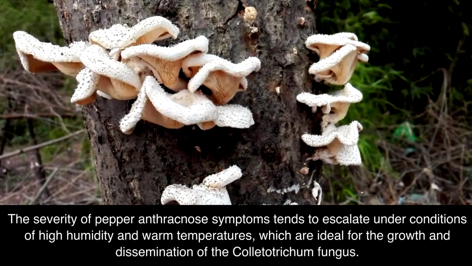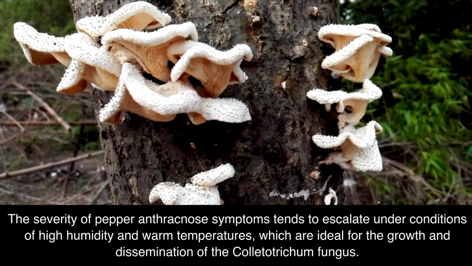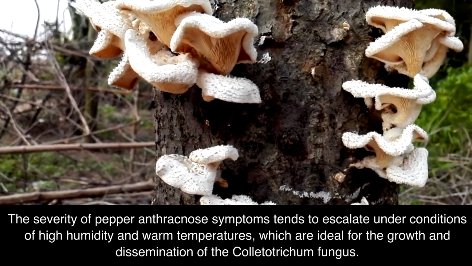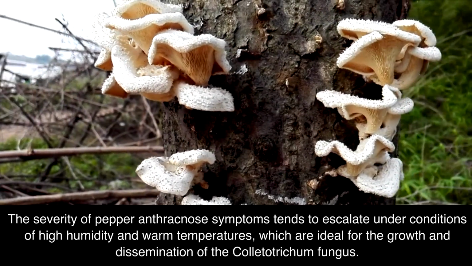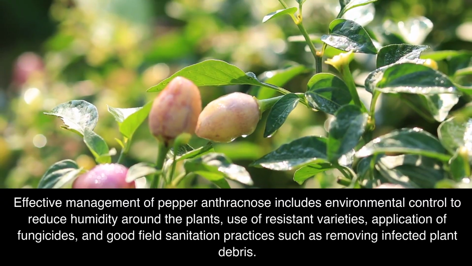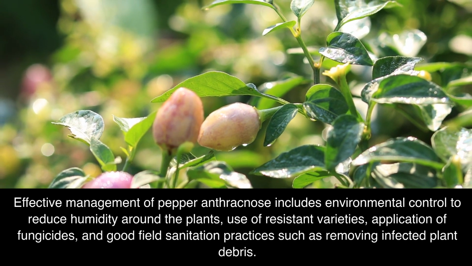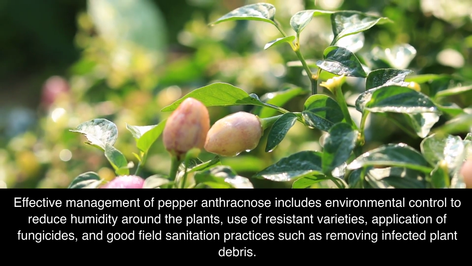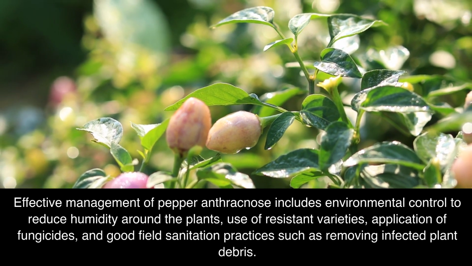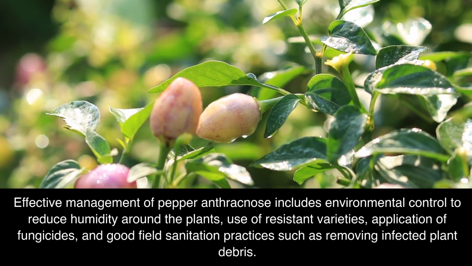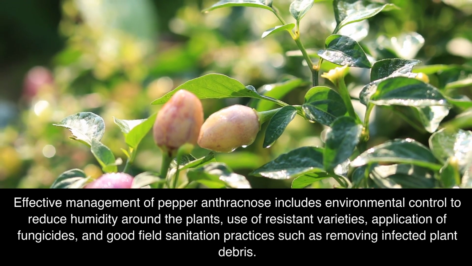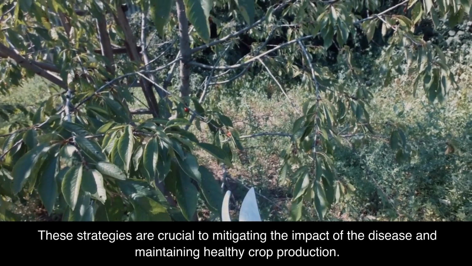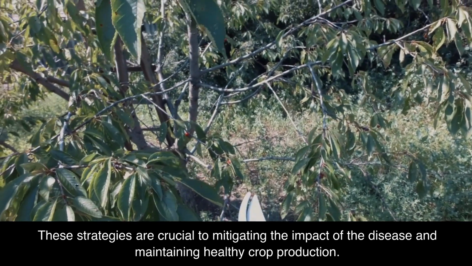The severity of pepper anthracnose symptoms tends to escalate under conditions of high humidity and warm temperatures, which are ideal for the growth and dissemination of the Colletotrichum fungus. Effective management of pepper anthracnose includes environmental control to reduce humidity around the plants, use of resistant varieties, application of fungicides, and good field sanitation practices such as removing infected plant debris. These strategies are crucial to mitigating the impact of the disease and maintaining healthy crop production.